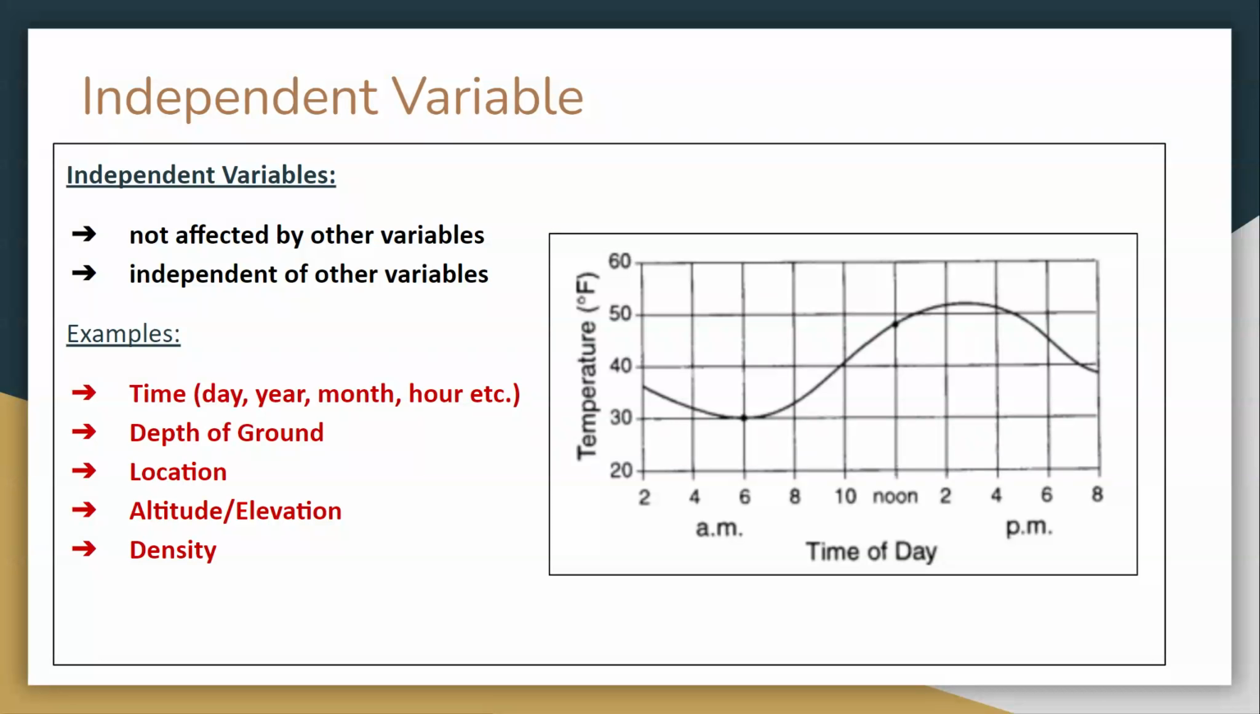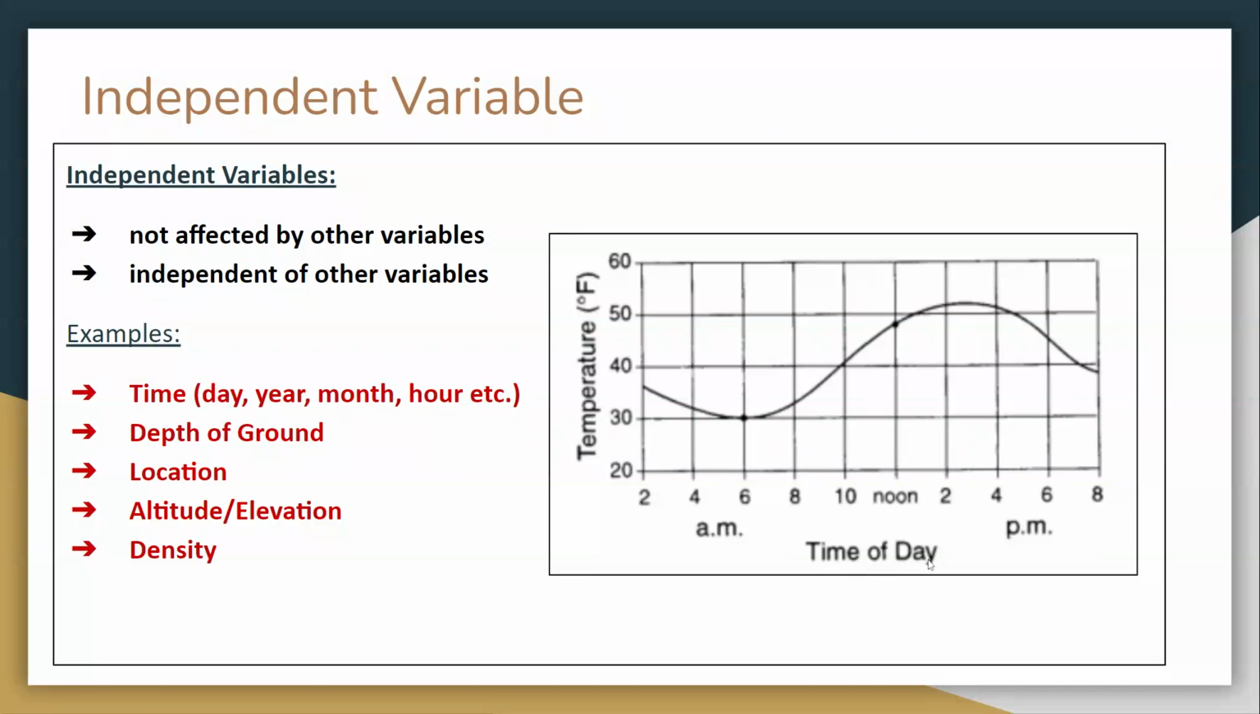Density is an inherent part of everything, and it's basically the relationship between the mass and the volume of an object. And the density of an object is the density of an object. It is not affected by any other variables. It's basically the identity of an object, the identity of the molecule itself. So yeah, independent variables are not affected by other variables, and they are independent of other variables.